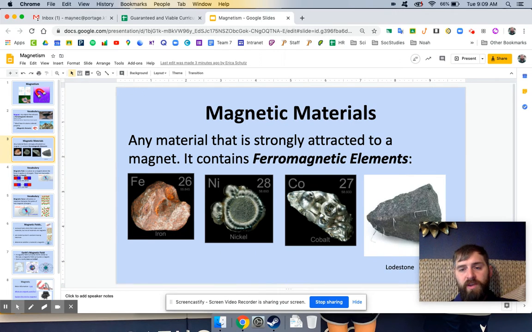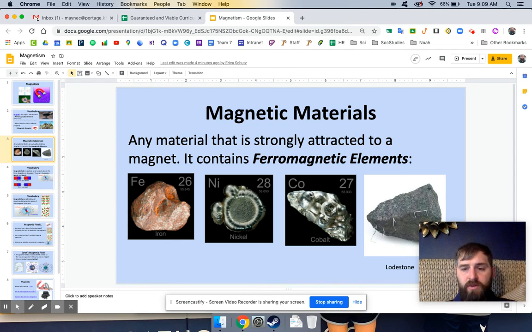So you just hopefully have these down as examples, but I just wanted to show you a picture of each of these. Okay, so you have the elements of iron and nickel, and then cobalt also is magnetic. Okay, so it's any material that is really strongly attracted to a magnet. And then you have lodestone also, and you can see lodestone. These are some staples that have stuck to it.